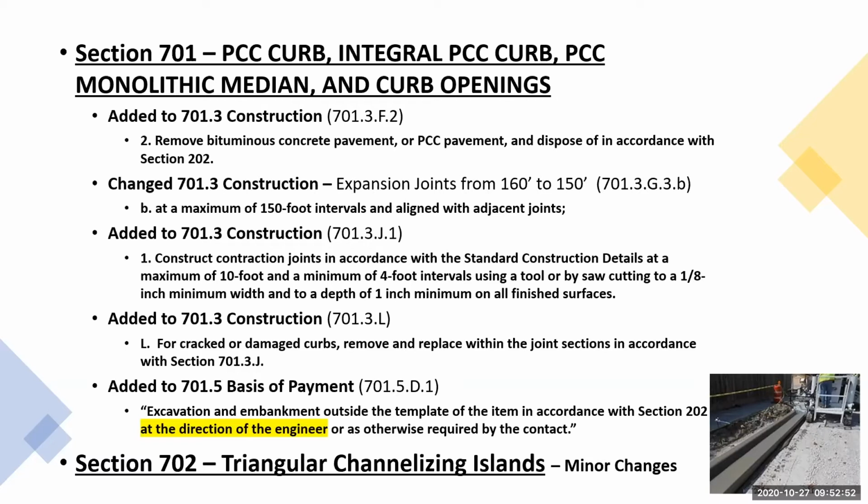And we added in it says construct contraction joints in accordance with standard construction details at a maximum of 10 foot, which was always there, but a minimum of 4-foot intervals was added. And for cracked or damaged curbs, we now instruct them to remove and replace within the joint section. So you will go from a contraction joint to a contraction joint.